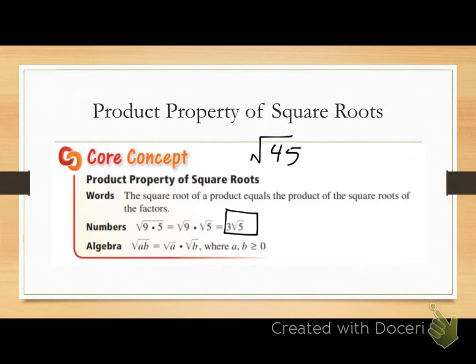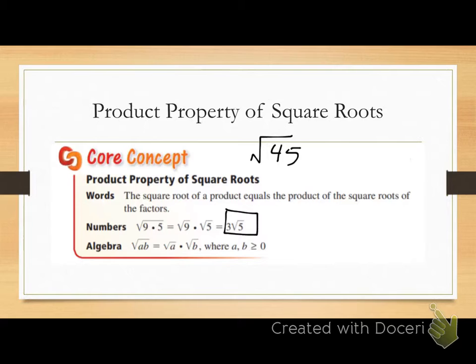2 is a prime number because only 1 and 2 can go into 2, right? What about 3? Is 3 a prime number? Yes, because only 1 and 3 can go into it. What about 4? No. What can go into 4 besides 1 and 4? 2. Is 5 a prime number? Yes. Only 1 and 5 can go into it. 6? No. 2 and 3 can go into it. 7? Yes. 8? No. 9? No. 10? No. 11? Yes. We all understand what a prime number is.